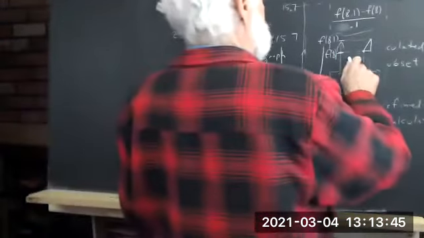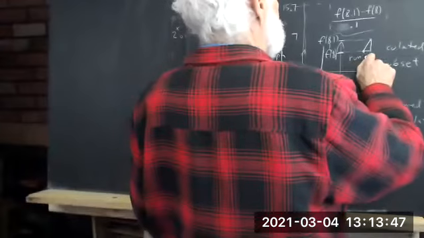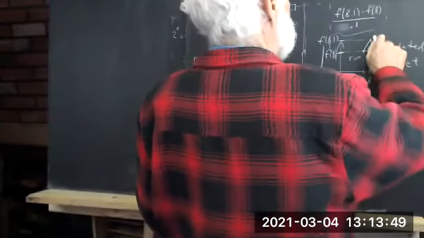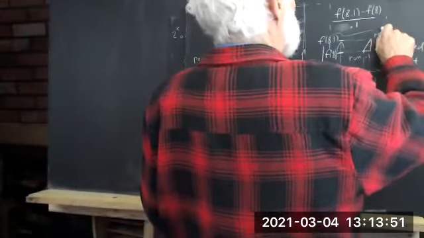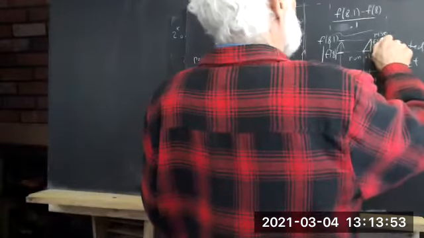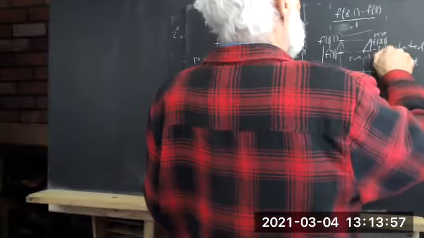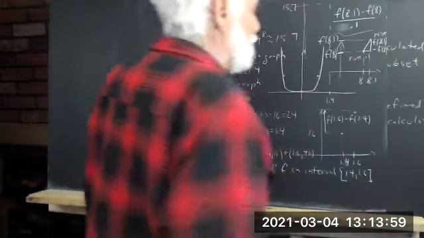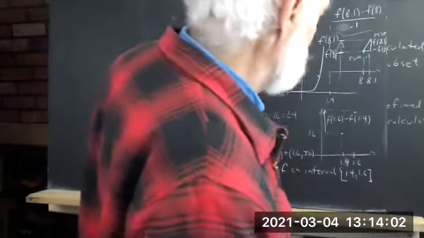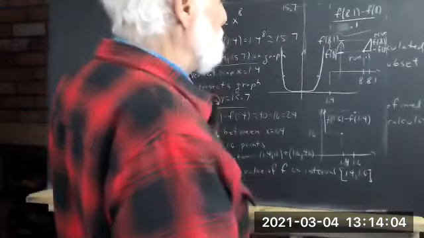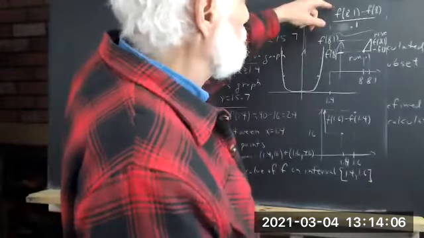You see your run is 0.1. Your rise is f of 8.1 minus f of 8. And I'm sorry, I didn't leave myself enough room to write that. But this is then the rise divided by the run.